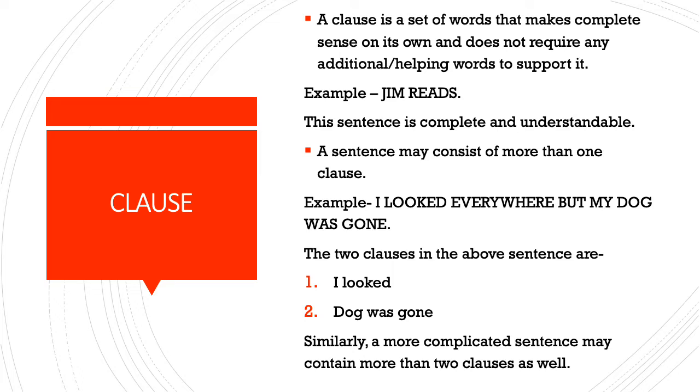So a sentence can consist of more than one clause or more than two clauses, or it can contain multiple clauses. So what is the meaning of clause then? A clause is a group of words which has a subject and a verb, and the meaning of that particular group of words is complete in itself. Is that clear?